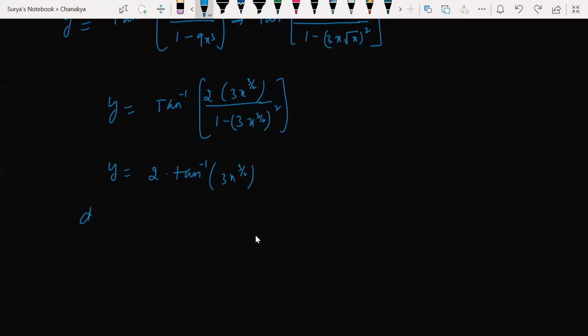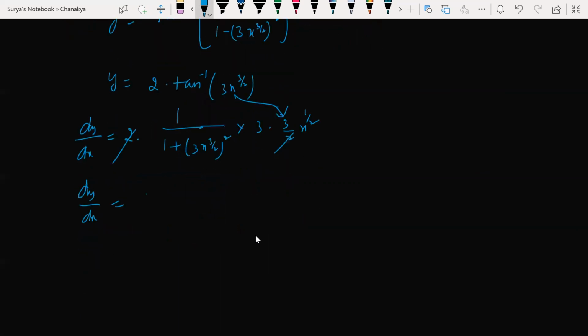So find out the derivative of this. dy by dx is equal to 2 into 1 by 1 plus x square, where x square is nothing but 3x to the power of 3 by 2 whole square, into d by dx of the inner function. Inner function derivative is 3 into 3 by 2 into x to the power of 3 by 2 minus 1, which is 1 by 2. Understood my point? Yes. So dy by dx is equal to, this 2 I can cancel here. So 3 3s are 9, x to the power of 1 by 2 can be written as root x, whole divided by 1 plus 9x cube.